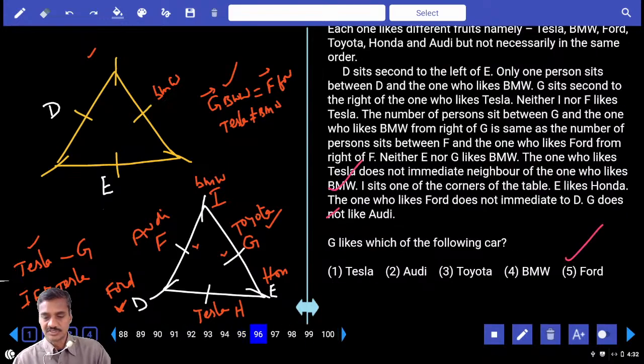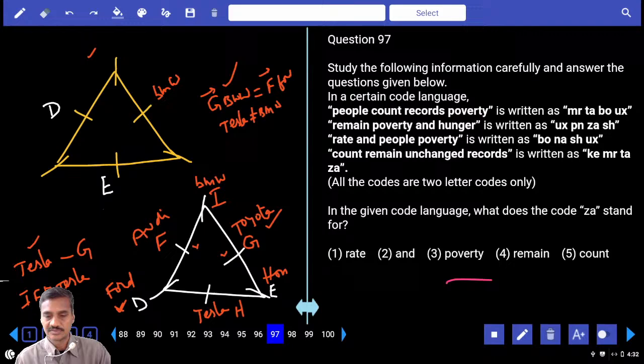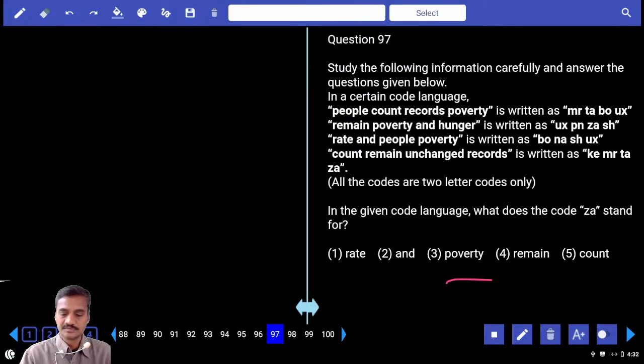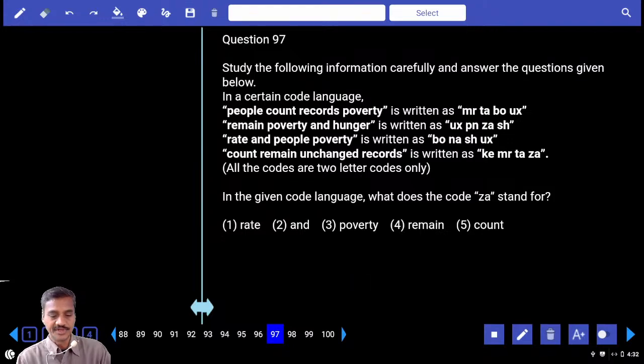Then 96, G likes which of the following cars? G likes Toyota, that is choice 3, 96. Then 97 to 100, now these 4 are based on coding and decoding.